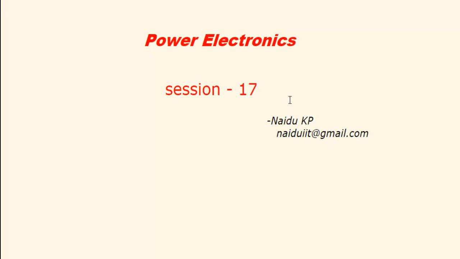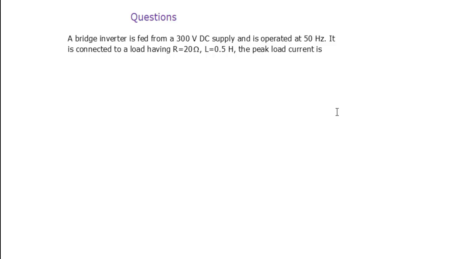So we completed all the theory portion in inverters. Now we will discuss some questions from the previous GATE exams as well as some other practice questions. The first question is, a bridge inverter is fed from a 300 volts DC supply and is operated at 50 Hz. It is connected to a load having 20 ohm resistance and 0.5 Henry inductance. The peak current in the circuit is?